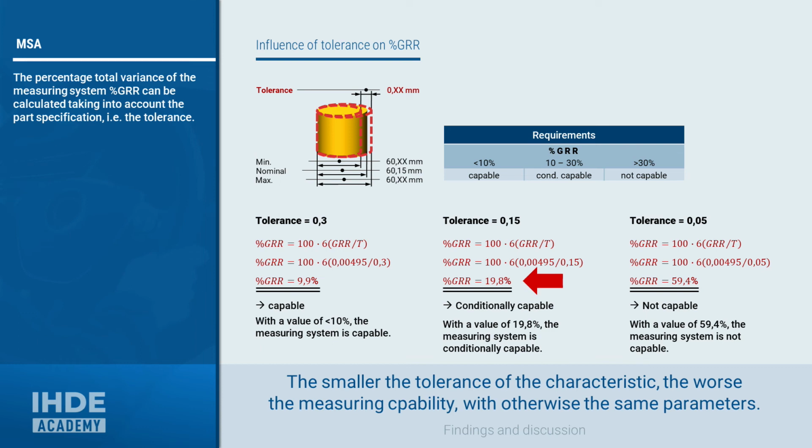In our example, we had already proven that the measuring system is capable with a value of 9.9% for %GRR. At half the tolerance, this value doubles to 19.8%. This means that the measuring system would only be conditionally capable. And finally, with a tolerance of only 0.05 mm, the value for %GRR jumps to 59.4. In such a case, the measuring system would no longer be capable.